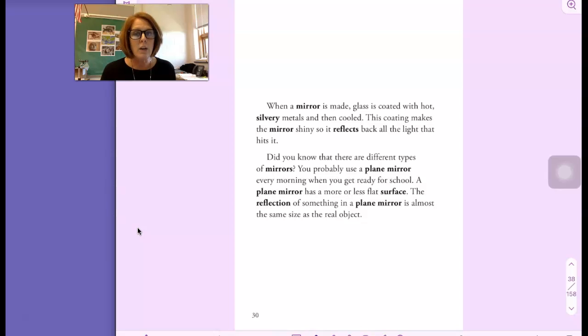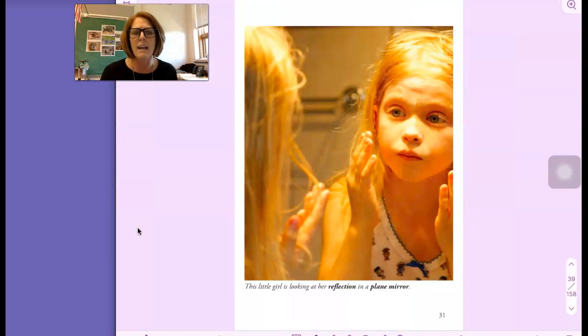Did you know that there are different types of mirrors? You probably use a plane mirror every morning when you get ready for school. A plane mirror has a more or less flat surface. The reflection of something in a plane mirror is almost the same size as the real object. So that's kind of like a regular mirror that we think about and that we use every day. This little girl is looking at her reflection in a plane mirror.